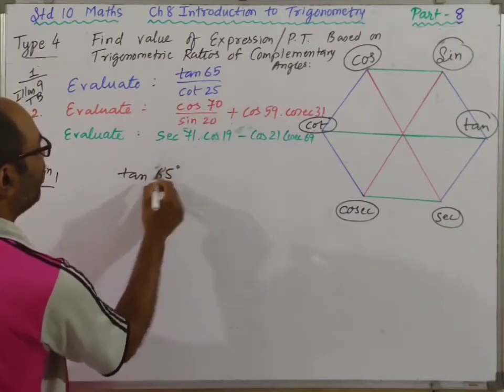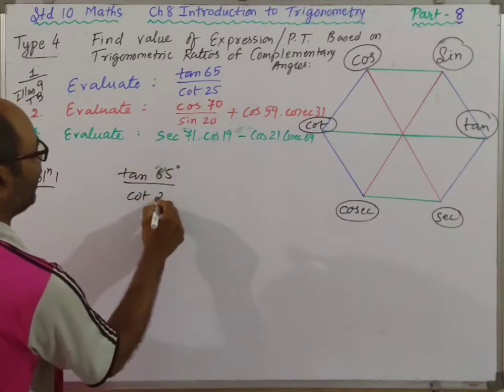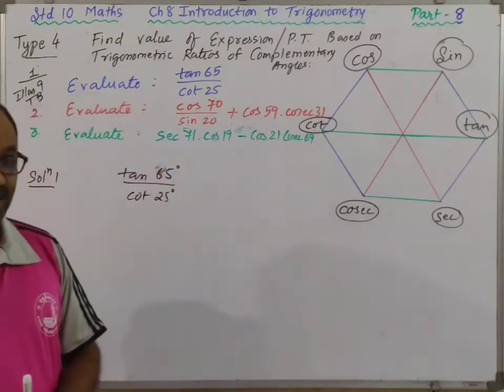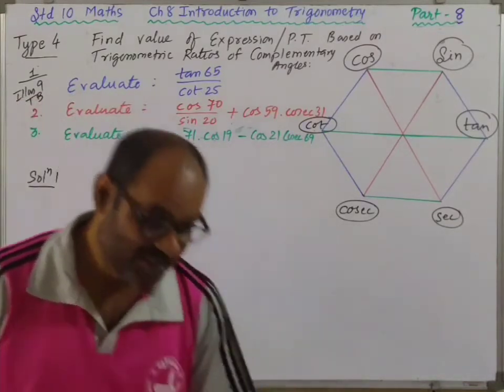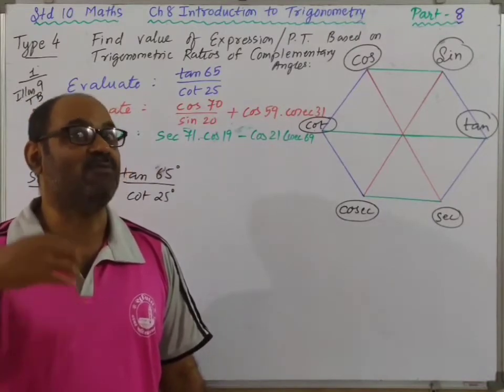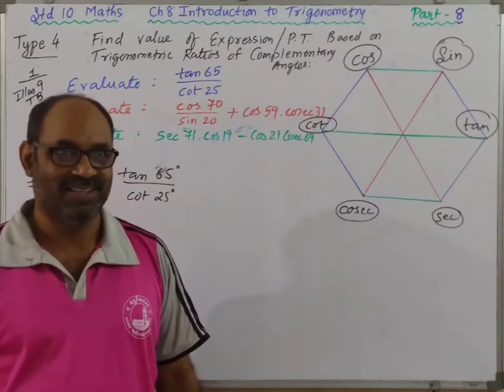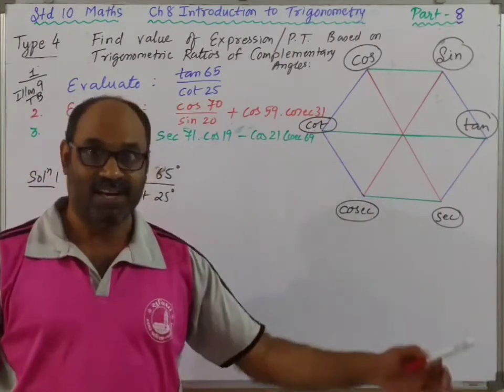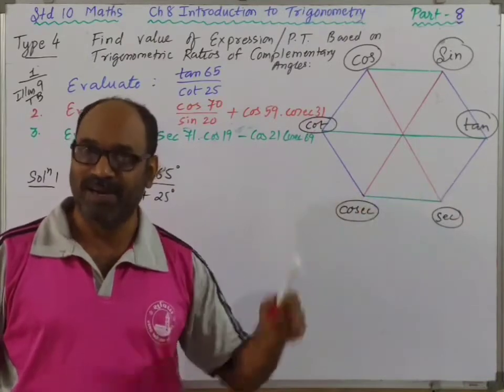tan 65 degree upon cot 25 degree. Now the question arises, when to use trigonometric ratios of complementary angles? Because we have trigonometric ratios for special angles and trigonometric ratios for complementary angles.